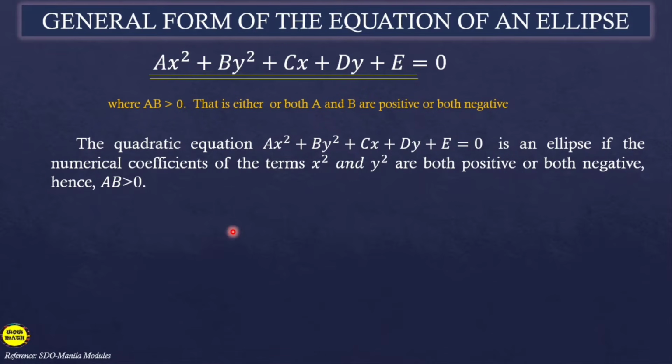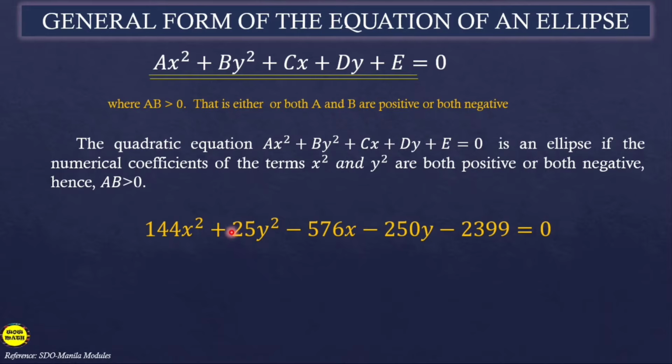So kapag yung x squared daw natin saka y squared, yung numerical coefficient nila parehong positive, ang equation na ito ay ellipse. Or, pwede rin na parehong negative. Halimbawa, negative 144 minus 25. So, parehong negative yung numerical coefficient nila. So, yan ay ellipse daw.